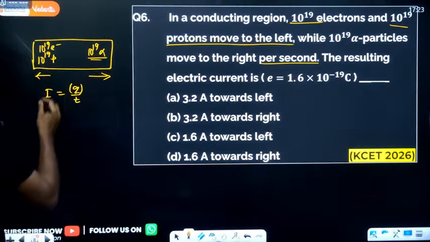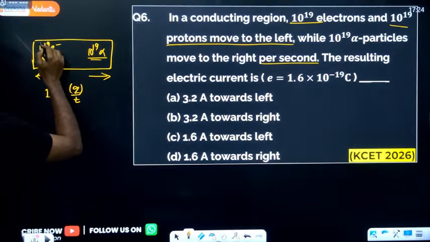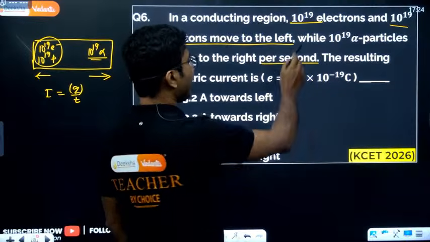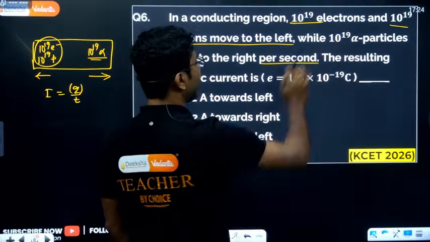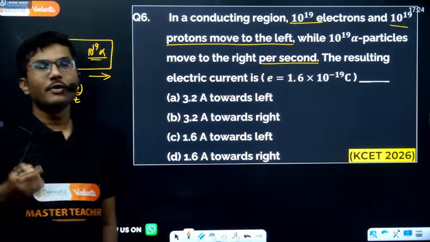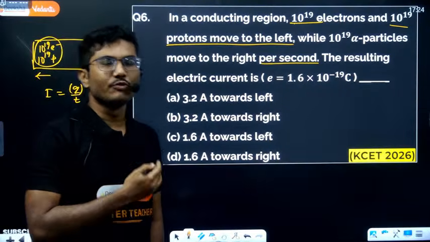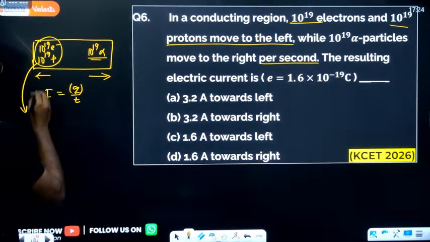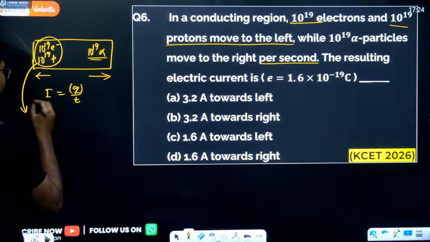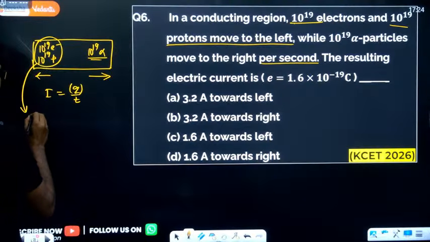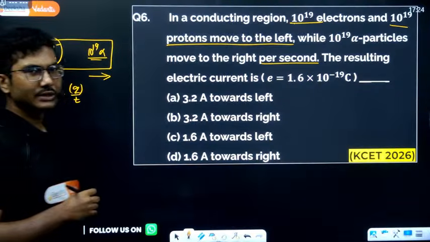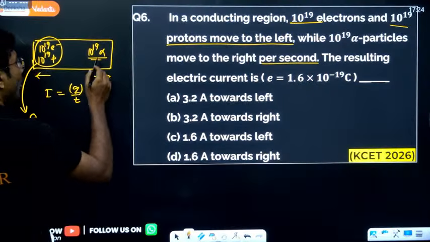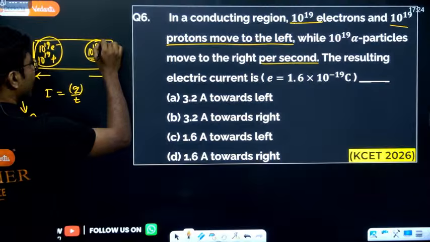Now if you read the question carefully, you will see that on the left we have electrons and protons in equal number: 10 to the power 19 electrons and 10 to the power 19 protons. So equal numbers of protons and electrons are moving towards the left. That means their combined effect towards the left will be 0, whereas their combined effect on the right should be there.